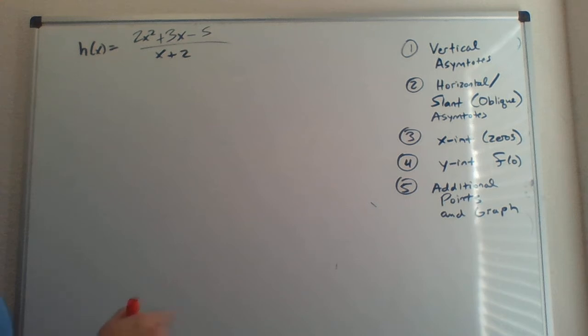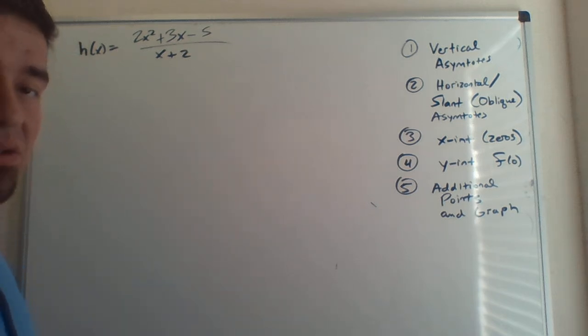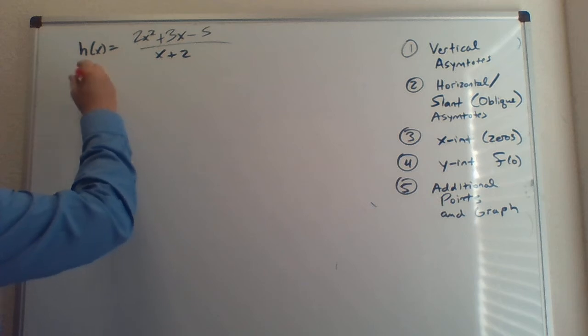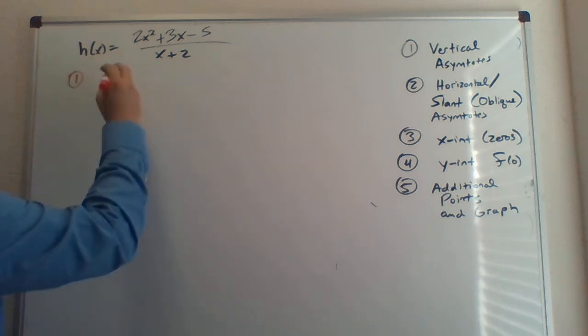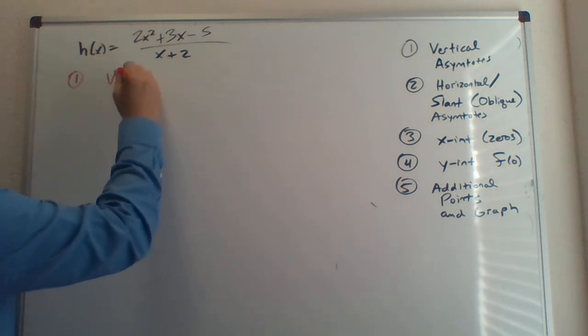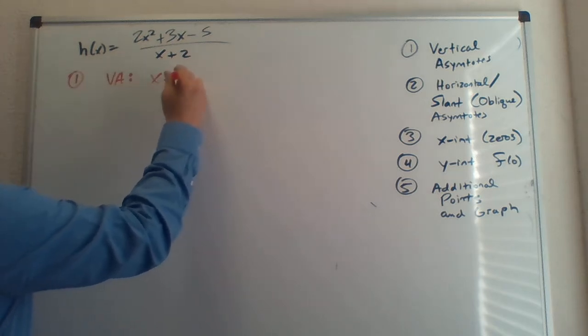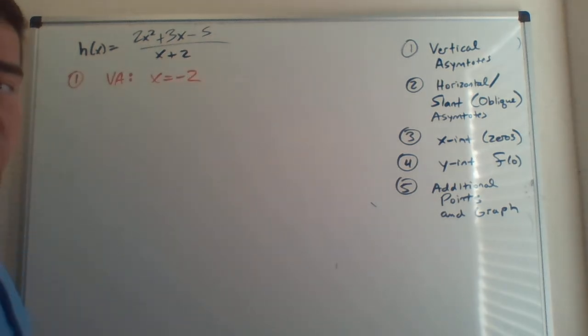And so we're going to do the steps. So the vertical asymptotes, you're going to see what makes the denominator 0. So that's step 1. So what makes the denominator 0, you'll see that it's x equals -2. So step 1 is done.